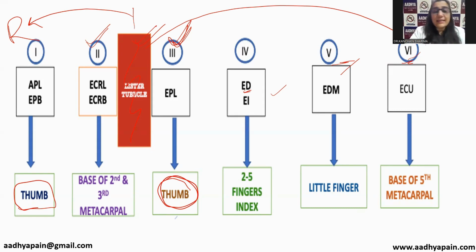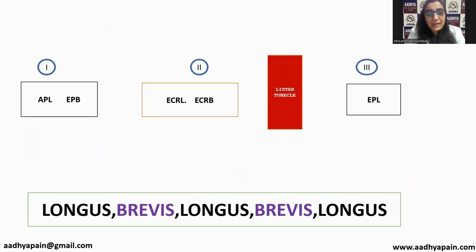Now, the compartment second tendons will be getting attached on the base of the second and third metacarpal. Now, if you want to remember the tendon names, let us understand this first, and we'll come back to the previous slide in a while.